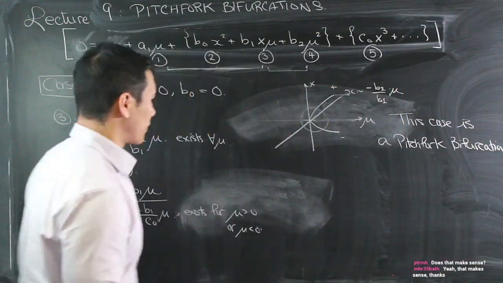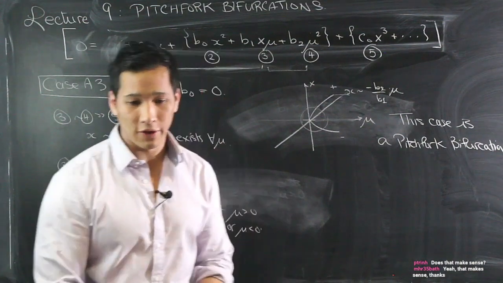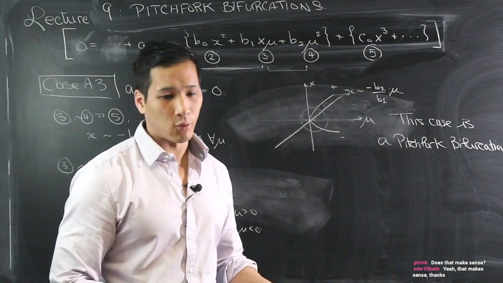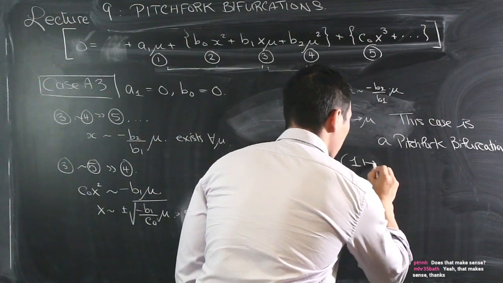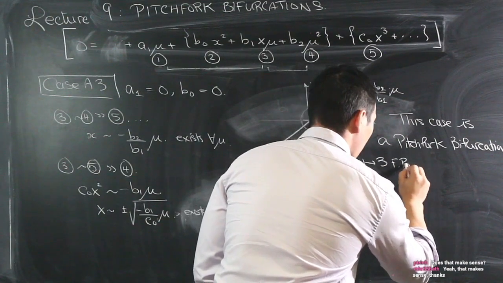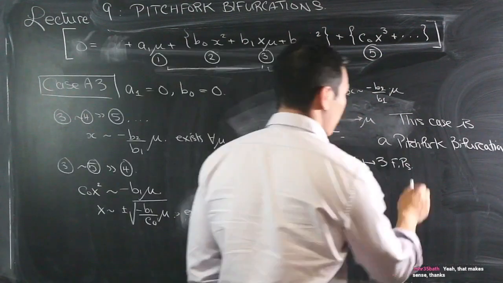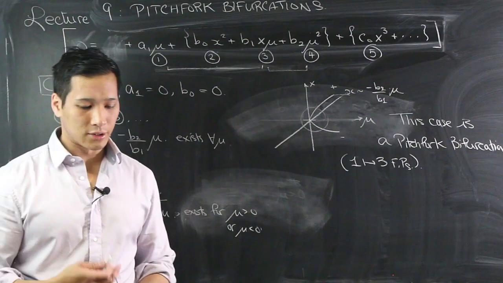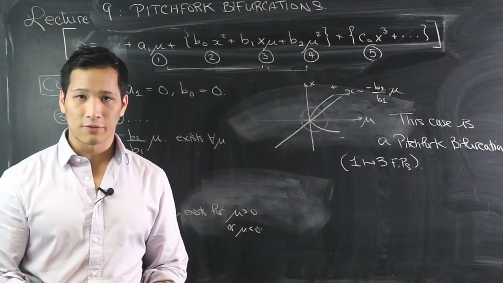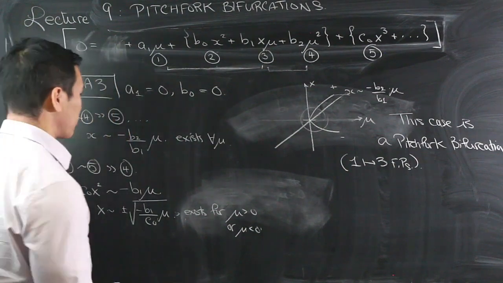And a pitchfork bifurcation is something in which you go from having 1 to 3 fixed points. Or 3 to 1, just depends on which direction you're looking at. And the pitchfork bifurcation is divided into two types. You have subcritical pitchfork and supercritical pitchfork. So let's look at an example of a supercritical pitchfork bifurcation.